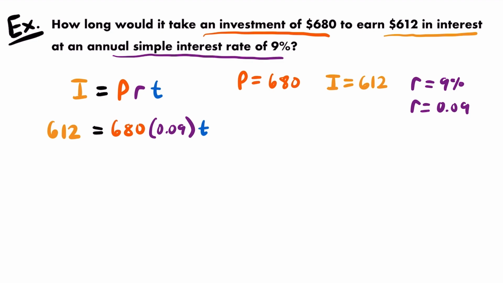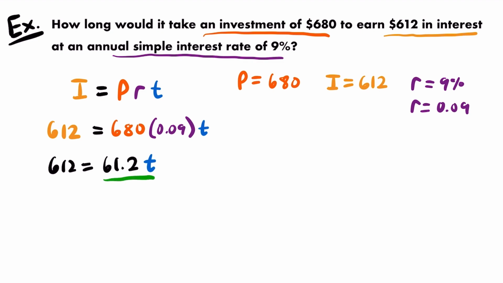So let's try to simplify anything we can in this equation and then work on isolating that variable, or getting that variable by itself. All right, and so first of all, let's multiply 680 by 0.09. That would be 61.2 if you put it in a calculator. So we have 612 is equal to 61.2 multiplied by t. And then to solve for t, we just need to divide both sides of the equation by that coefficient of 61.2, right? Divide both sides by the number in front of t, and that will get rid of it, and you will have solved for t. T will be by itself.